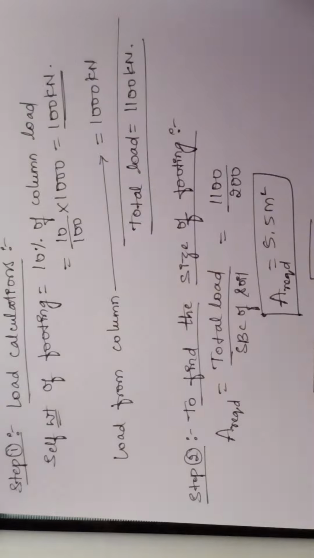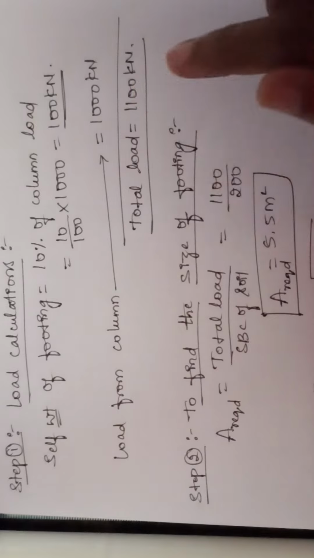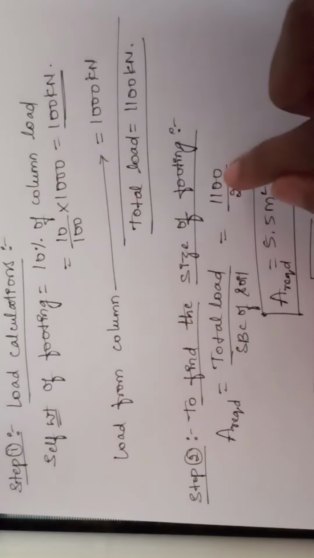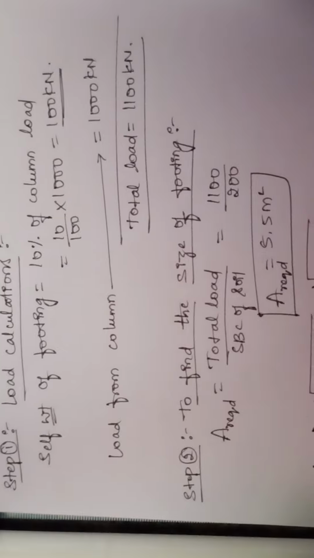To find the size of the footing, we first have to know what is the area that we need to design. The area which is required for the footing is given by the formula load by SBC. Load is the total load which is carried over the footing, and SBC is the safe bearing capacity of the soil at which the footing is resting. Here we got the total load of 1100 kilonewton and the SBC of the soil is 200 kilonewton per meter square. On dividing those two values we get a value of 5.5 meter square. This much amount of area is required for a footing.